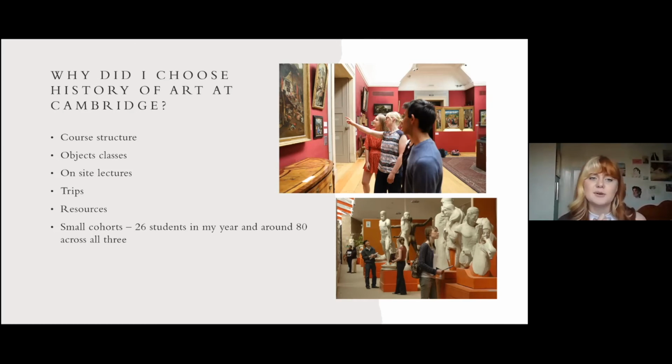And another thing that most people don't really consider is the cohort size. So there are only 26 students in my year group and around 80 across all 3. So it means I'm not lost in a crowd of 200 to 500 students in a normal lecture space. And it also means that I know everyone on my course. We're all quite good friends and we go for meals and discuss our work together. And it's just a nice feel and atmosphere to be in.